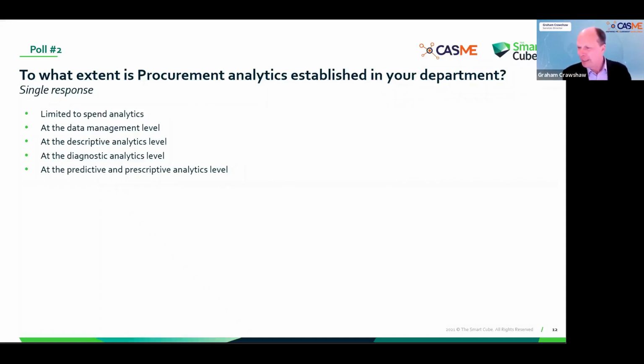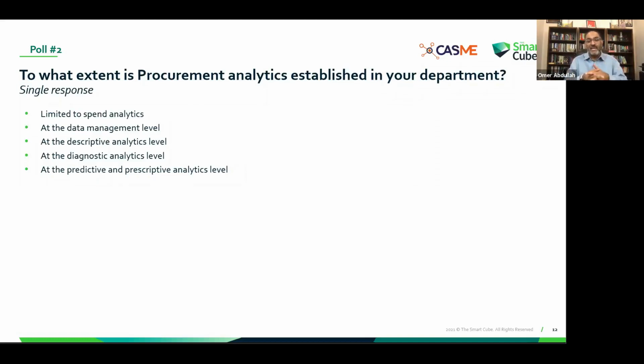To what extent is procurement analytics established in your function, in your department? Could you please explain the options a little more? Omer, is there anyone that you wish to give a bit more detail on? Just at a quick high level, when you think about procurement analytics, is it really focused around spend analysis only? Or at the data management level, are you still trying to get your data together, right? What do I have? Or have you got your data together and the bulk of the work is around descriptive? What is it telling me?